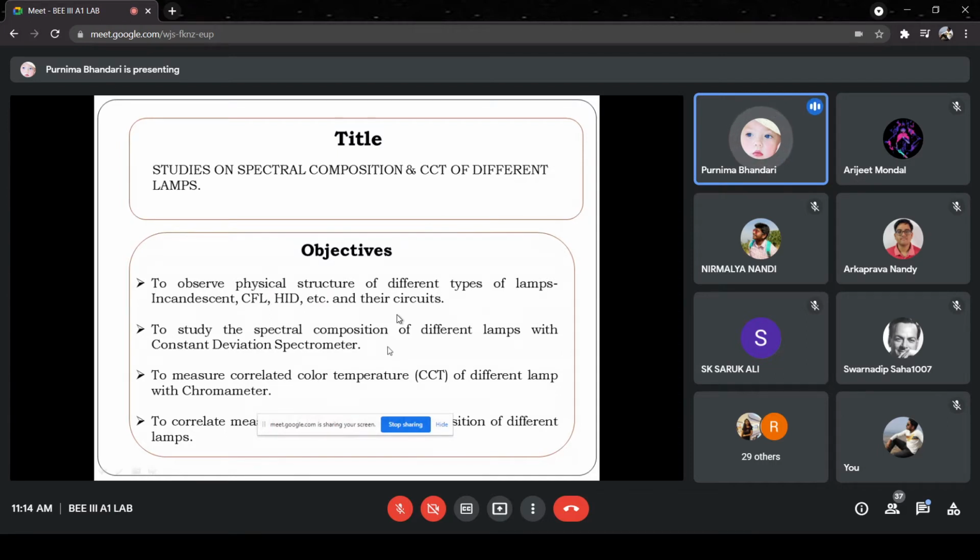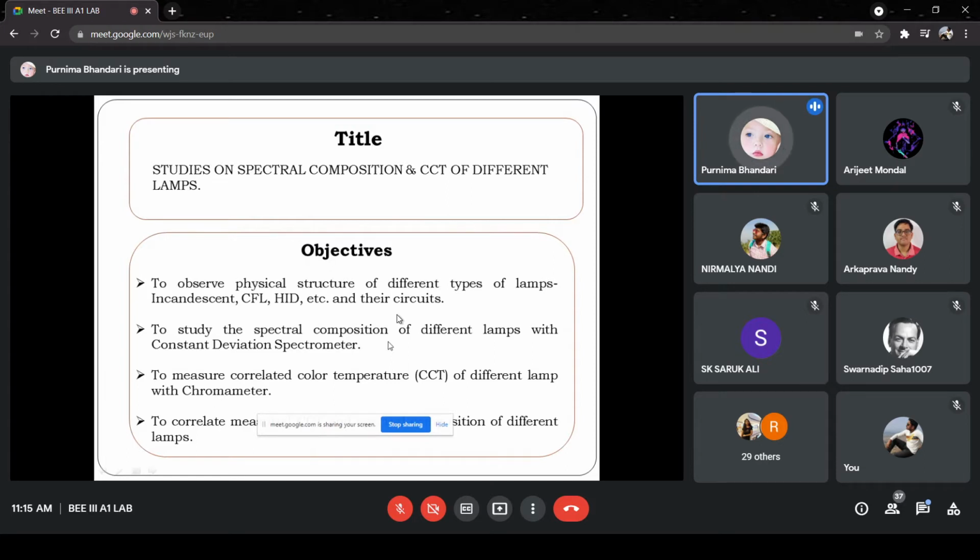So what is a spectral composition? Can anyone say anything about the spectral composition? Spectral composition is basically the spectral power, meaning optical power, which is associated with each wavelength in the spectrum range. We know about different wavelengths of the spectrum, right? In each wavelength, what is the radiated optical power a lamp is giving, that is the spectral composition. By this experiment we want to know that.